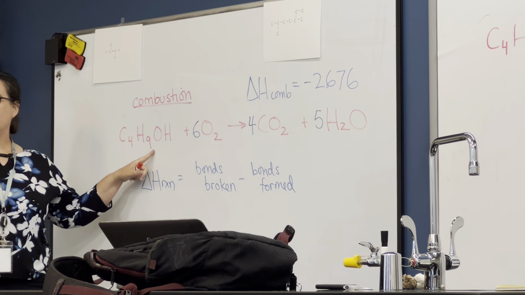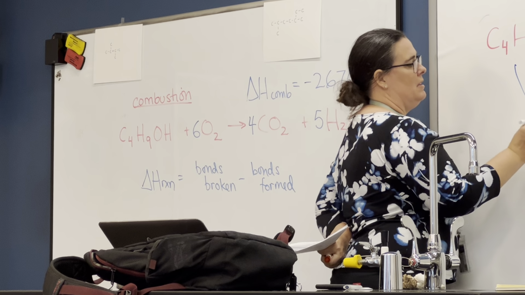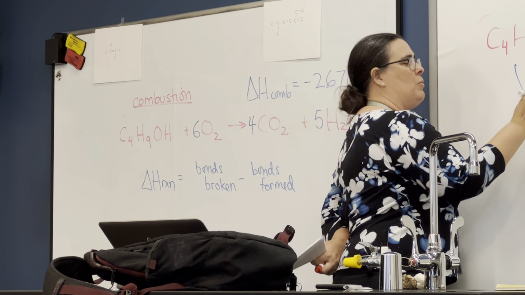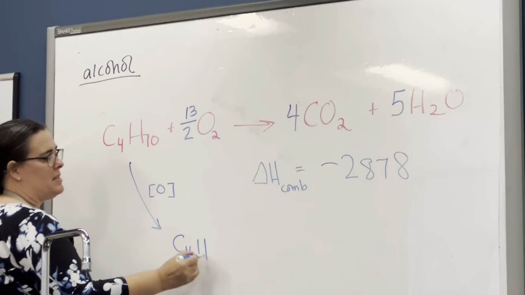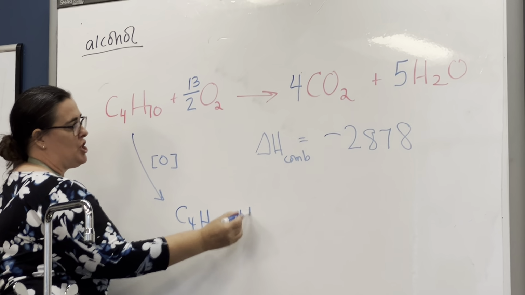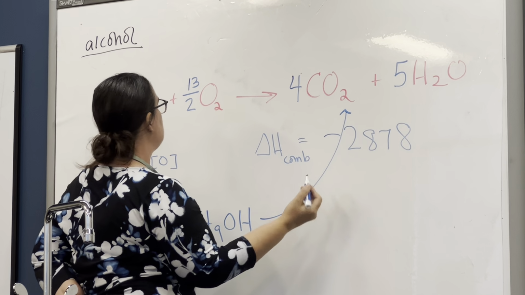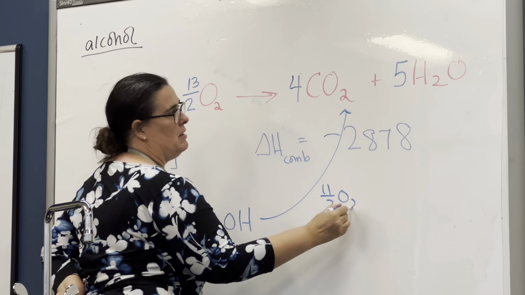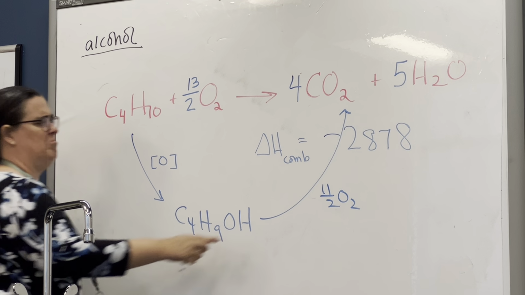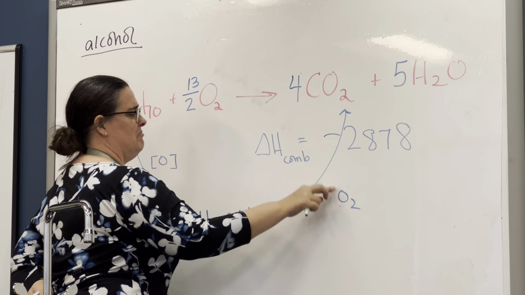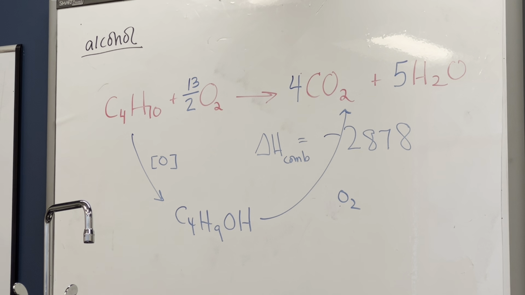If you think about energy cycles, you could imagine that you could add one oxygen here to make this C4H9OH, and then add the rest of the oxygens. I'm not going to try to count. I've already partially oxidized it to get to the alcohol. I've already given up some of the energy that I could get out of my burning.